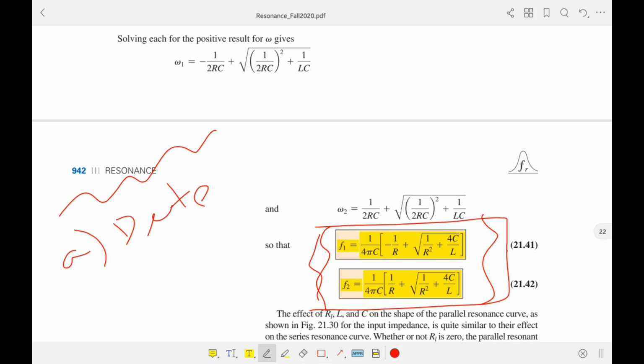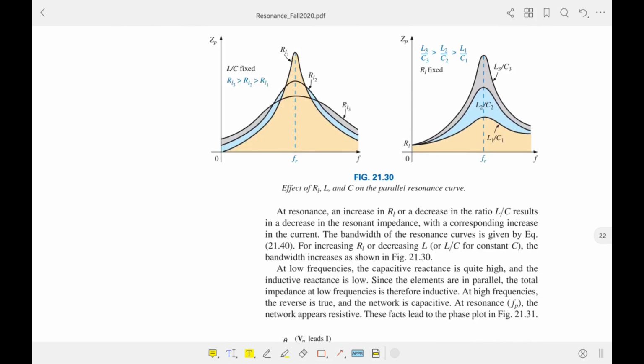And if you notice closely, there are similarities between these formulas, because the first formula is just a minus, and in the second formula there is just a plus. So all things are quite similar here. So these are the two expressions for the corner frequencies.